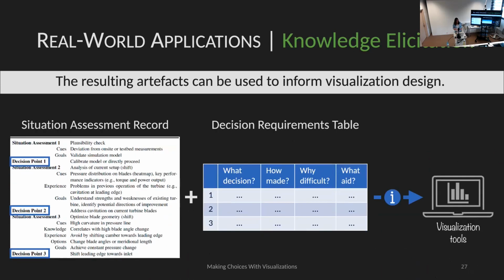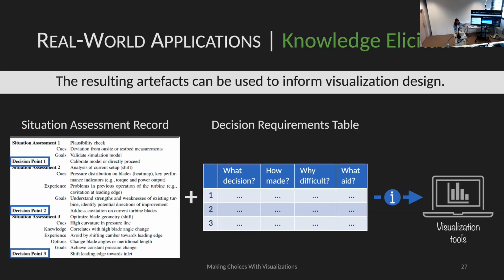So the results are then represented in the form of 2 artifacts. The situation assessment record is a structured representation of how the incident evolved, together with goals, options, cues, and so on. And then as a complement, we have a table which specifies for each decision point what particular decision was made, why it was difficult to make, how it was made, and what information was helpful.